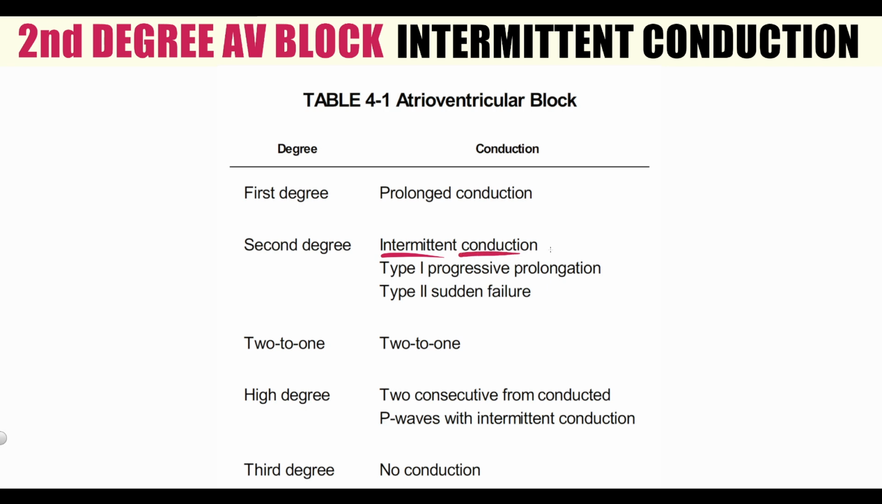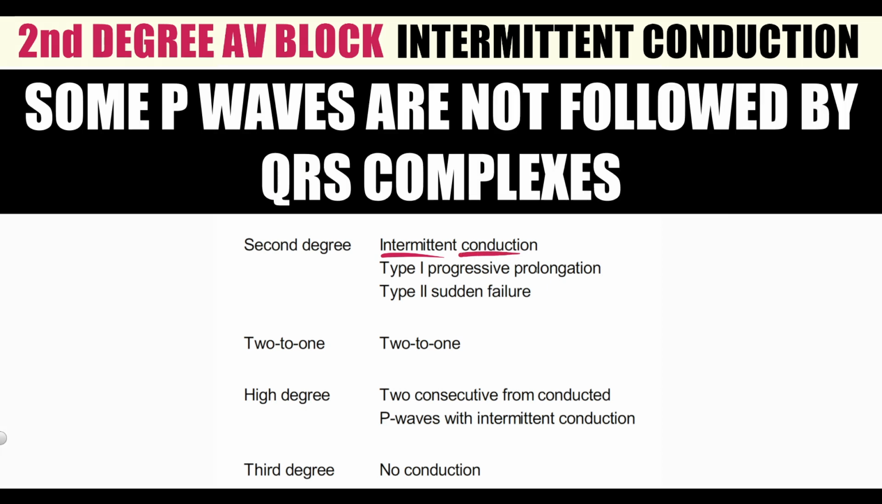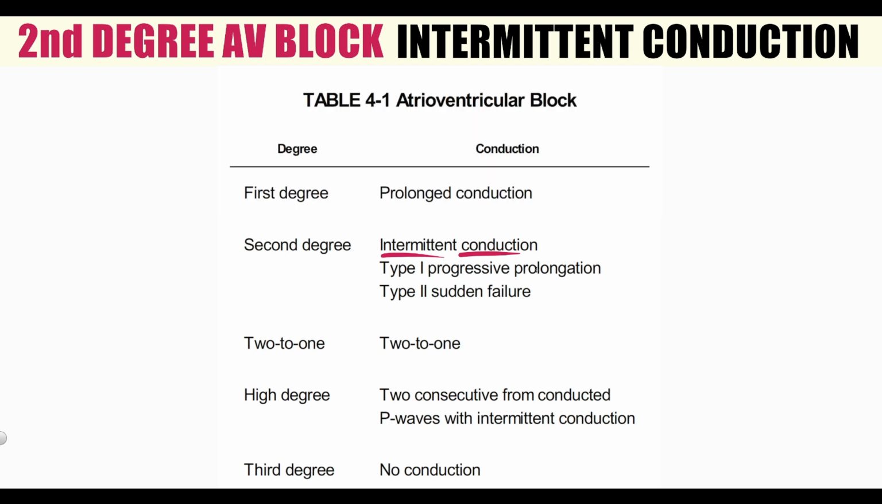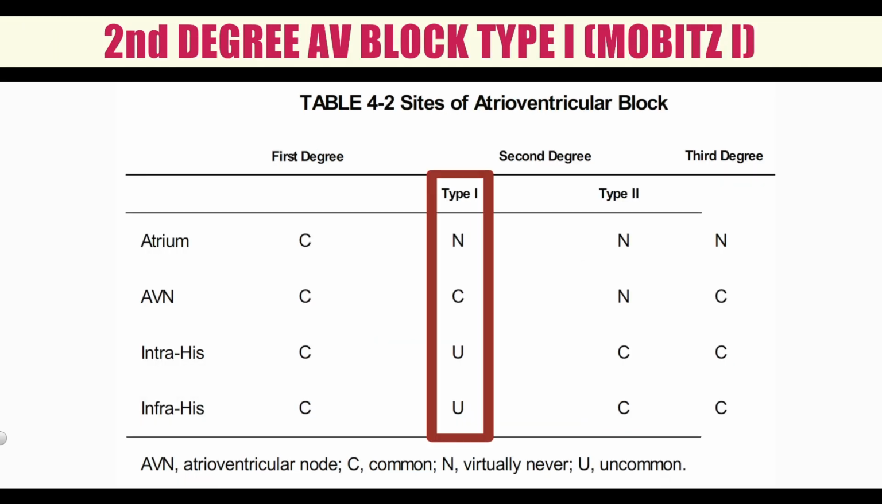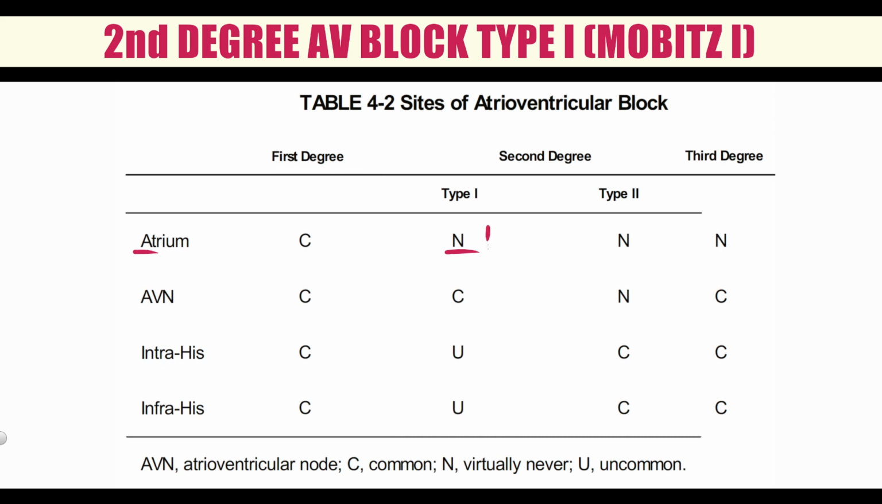Second-degree AV block means that some of the P waves are not conducted to the ventricles, so the QRS complex is dropped. Second-degree AV block type 1, or Mobitz I, is characterized by progressive PR prolongation. The vast majority of second-degree AV block type 1 is located at the AV nodal level.